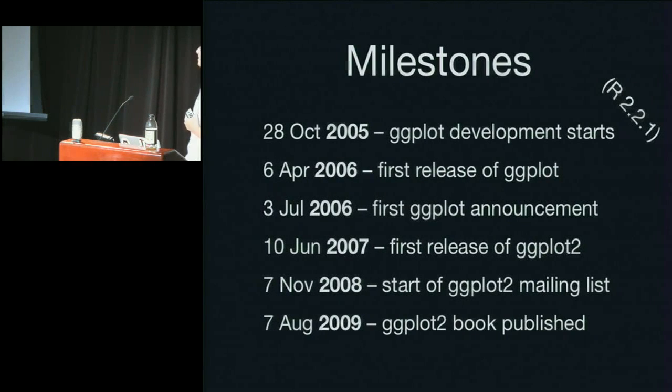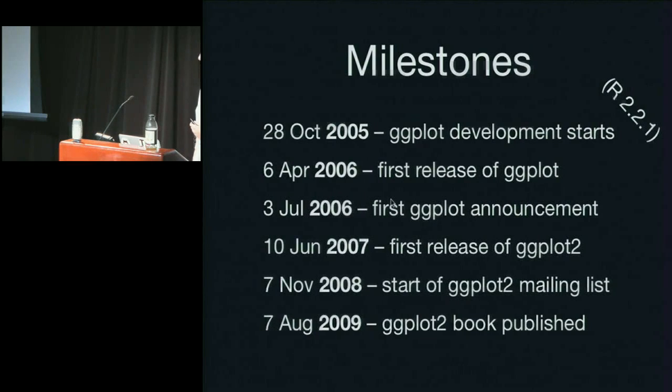Looking back, this made me realize I've actually been developing ggplot2 for over 5 years now, with ggplot at least. So I started developing it in 2005 in version 2.2 of R. It's now R 2.13, so it's kind of scary that I've been developing it for 11 versions of R now. So I put a few milestones there. It actually came out in April of 2006, and I announced it in July.